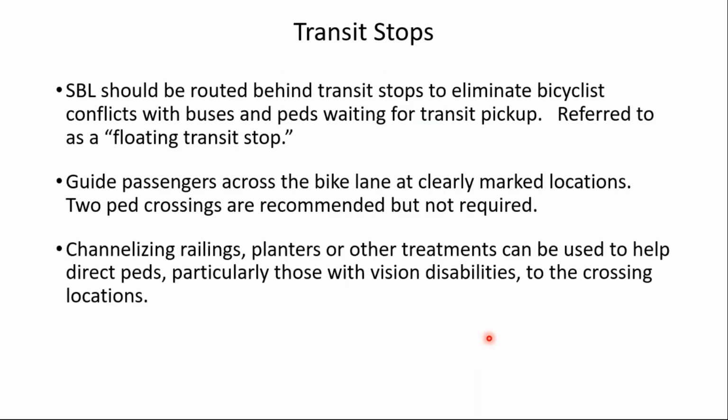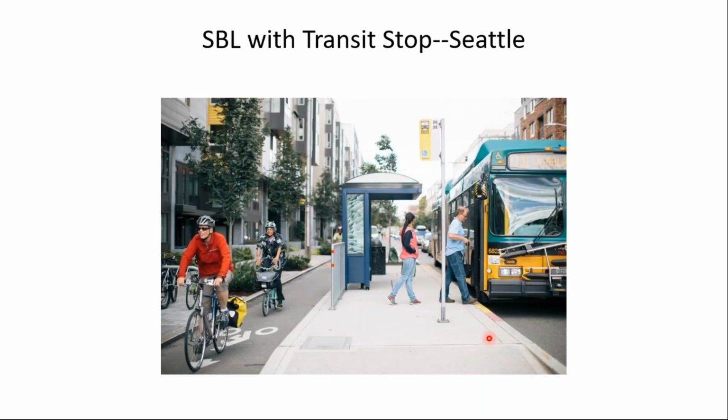Transit stops, we talked about transit a little bit yesterday, I think, or Tuesday. Guidance is to route the separated bike lane behind the transit stop to eliminate bicyclist conflicts with buses and pedestrians waiting at the stop. Although I think I'll show you an example here of one where that's not the case. You do need to guide passengers across the bike lane at clearly marked locations. Two ped crossings are recommended, but not required. Channelizing railings or planters or other treatments can be used to direct pedestrians to the crossing locations.